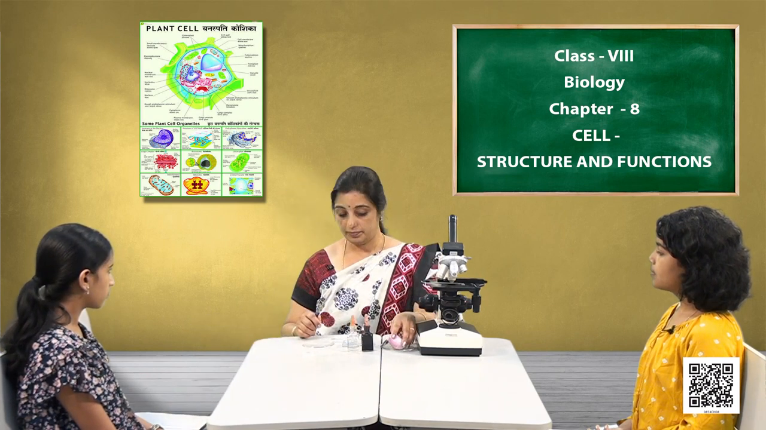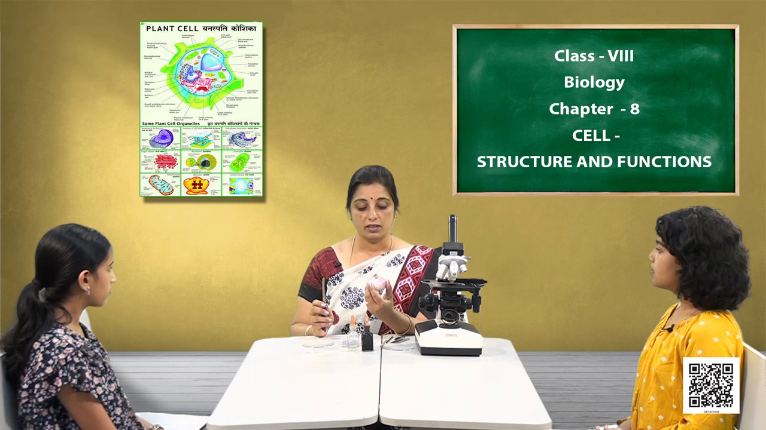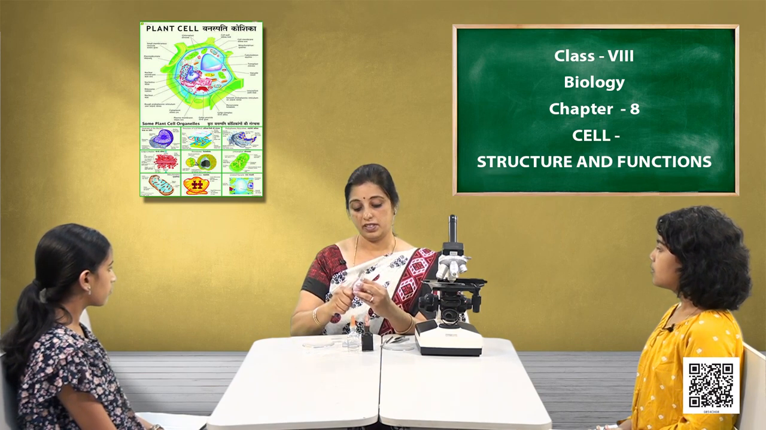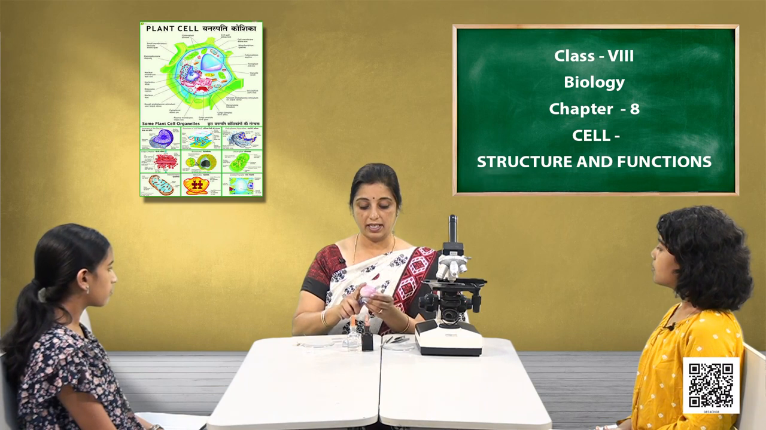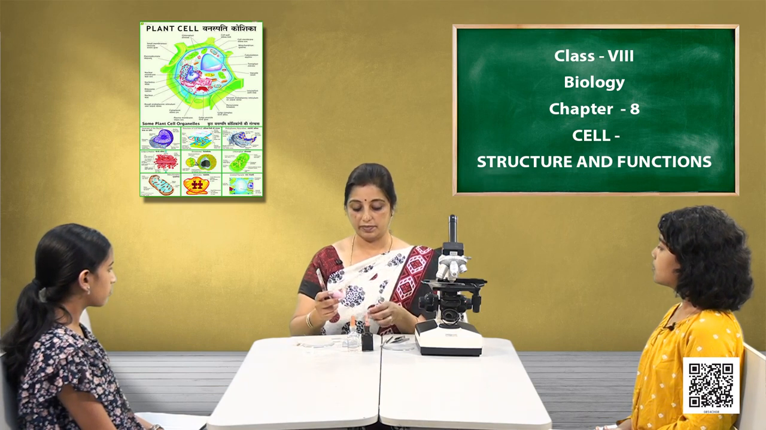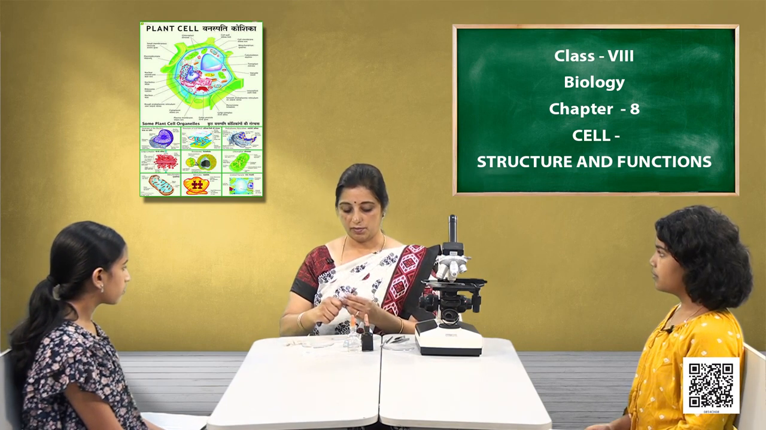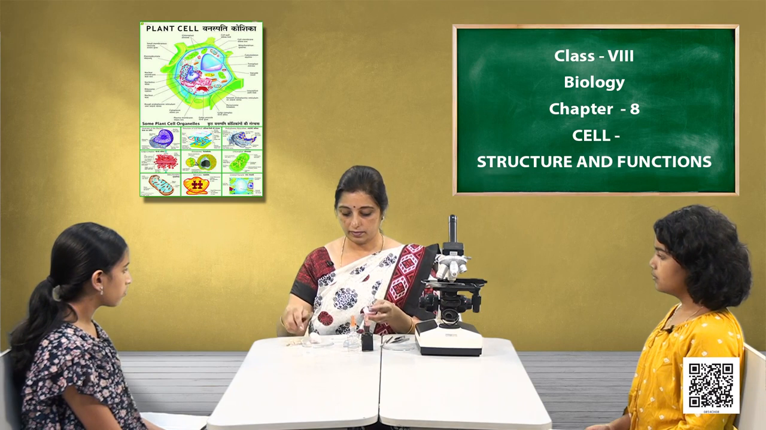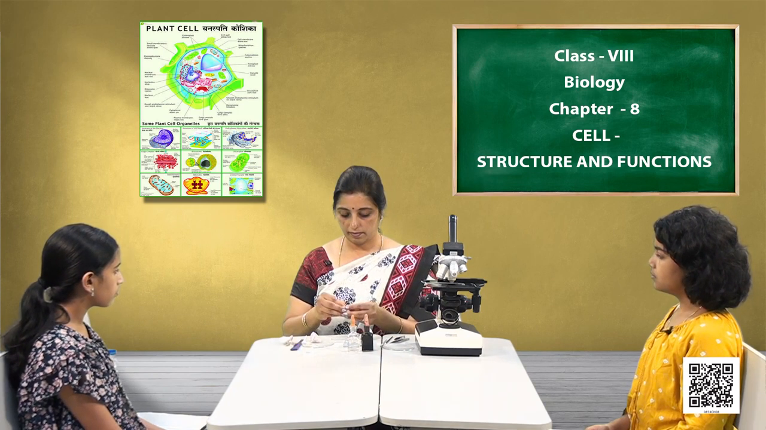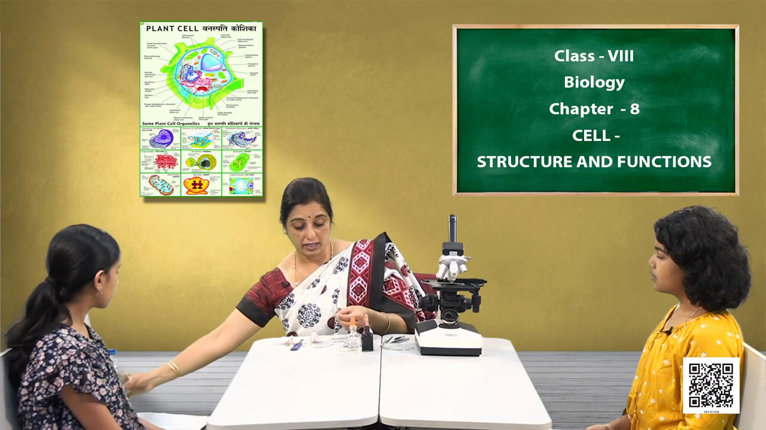So let's get started. I'm going to cut this onion into two halves. You know, this is an example for a reduced stem. What part you see, the edible part, is actually the scale leaves of the plant. The stem is reduced here. So I'm going to get a peel from this. I'm going to take an inner peel. You can just take a small thin peel. I may need a bit of water here.